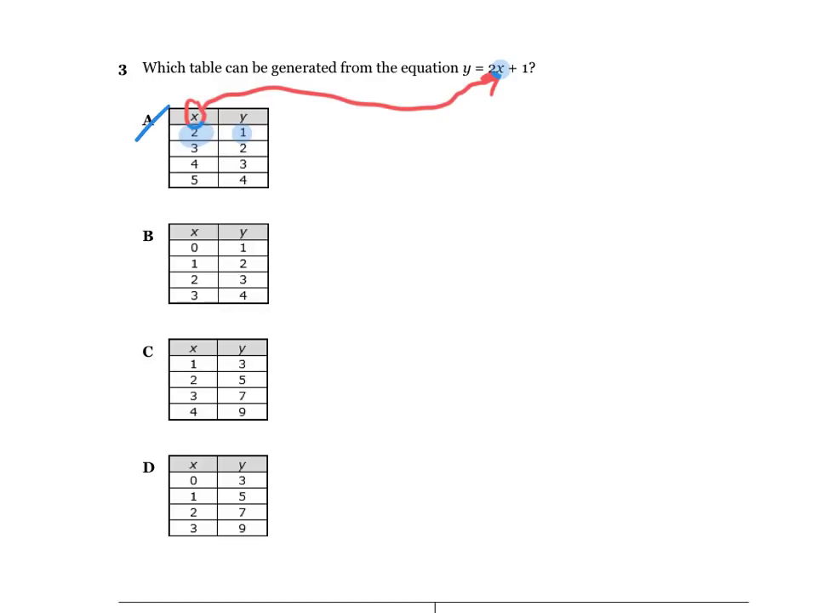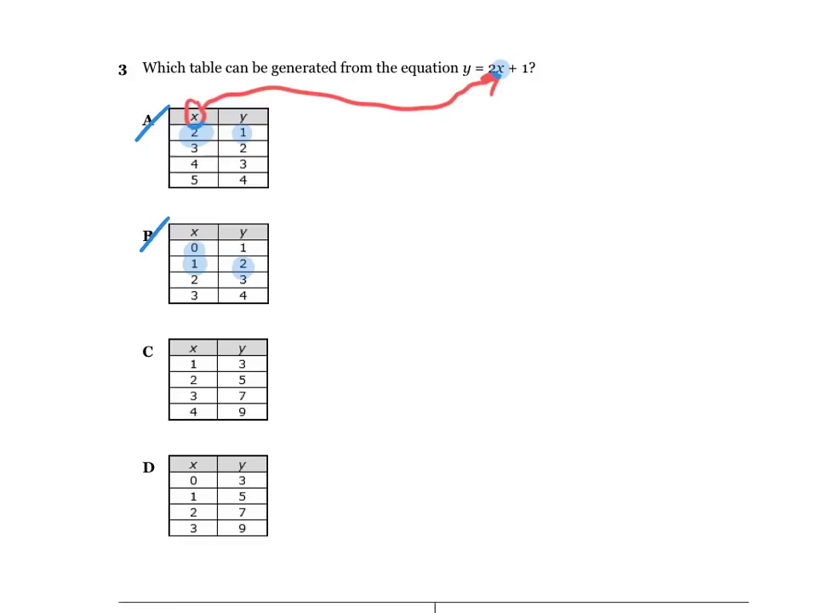If I take the 0 on the next one, if I take 0 and plug it in for X, 0 times 2 is 0, plus 1 is 1. That works so far, so now I'm going to try it on the next one. If I take 1 and I plug it in, 2 times 1 is 2, plus 1 would be 3. That doesn't match the number we have there, so B is also out, okay?